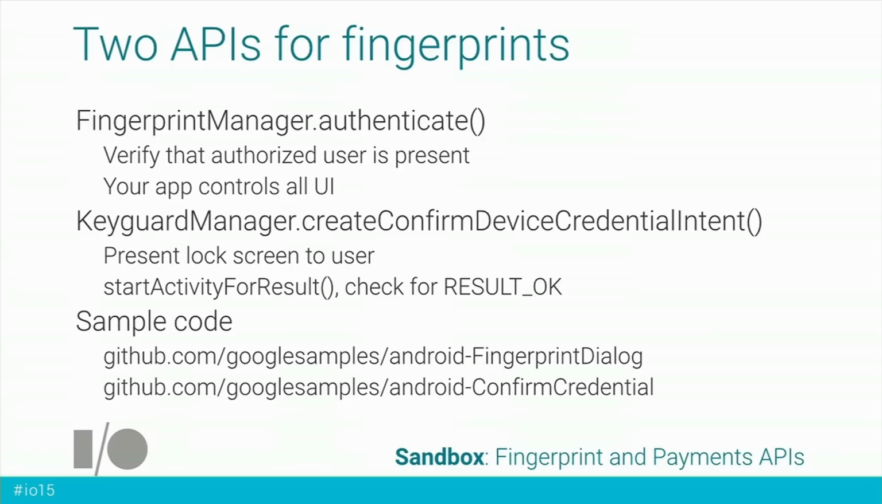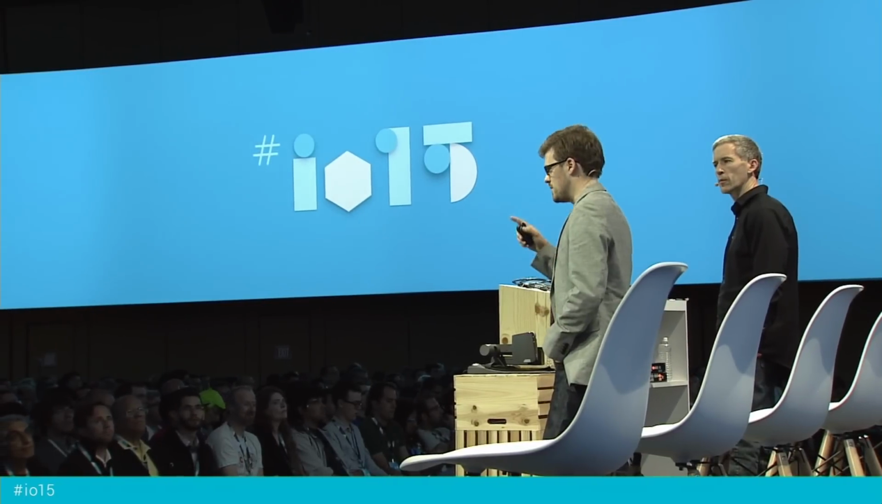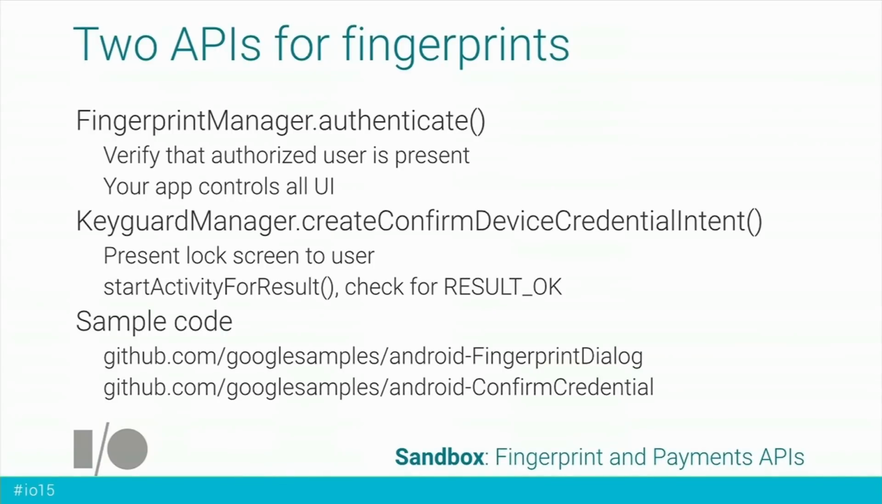Show the lock screen and allow the user to authenticate by whatever means they usually use to get into the device, so a PIN or a password or a pattern, or on devices that support it, a fingerprint. You do this with start activity for result, you check for the OK result, and then you're good to go, and you know that the user is there.